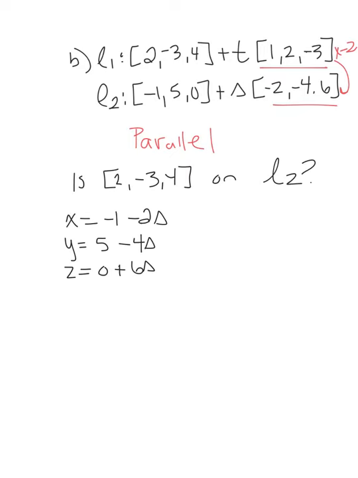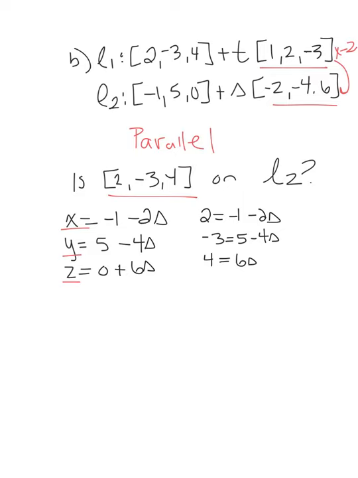So in order to check if the point from line 1 was on line 2, I've created parametric equations for my line 2. And what I'm going to do is plug this point into these equations to see if I get the exact same value of s for all three. If I do, then I know that these two lines are coincident and we have an infinite amount of solutions. If I don't, then these two lines are parallel but distinct.